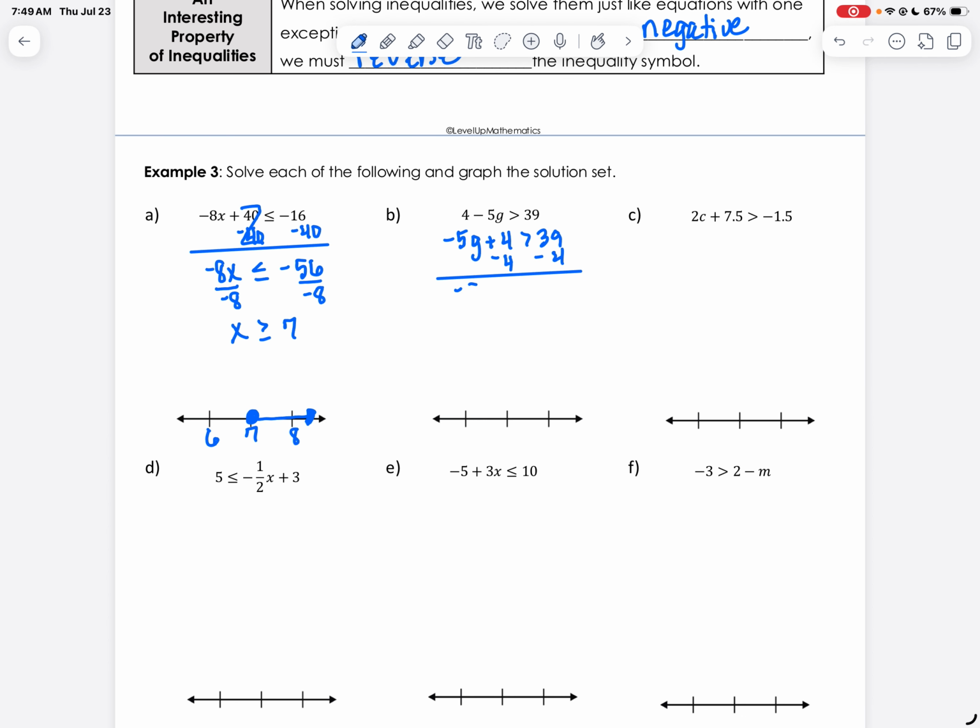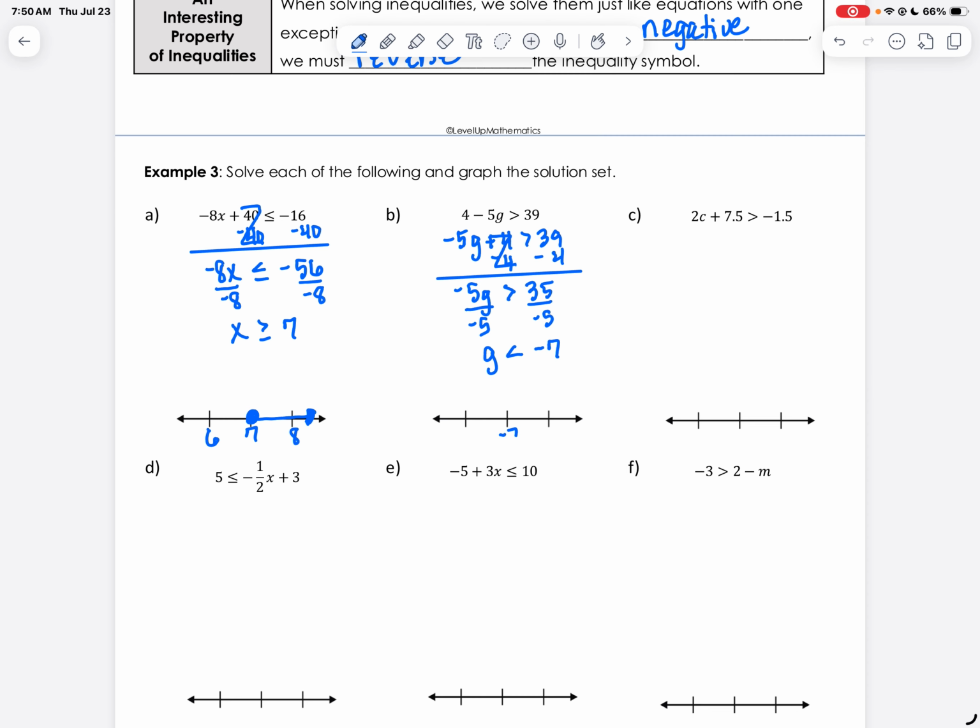And that will give me negative 5g. The 4's will zero out, is greater than 39 minus 4 is 35. And now I'll divide both sides by negative 5. And remember that special property? Because we divided by a negative, we must take the greater than and reverse it to less than. 35 divided by negative 5 would give me negative 7.